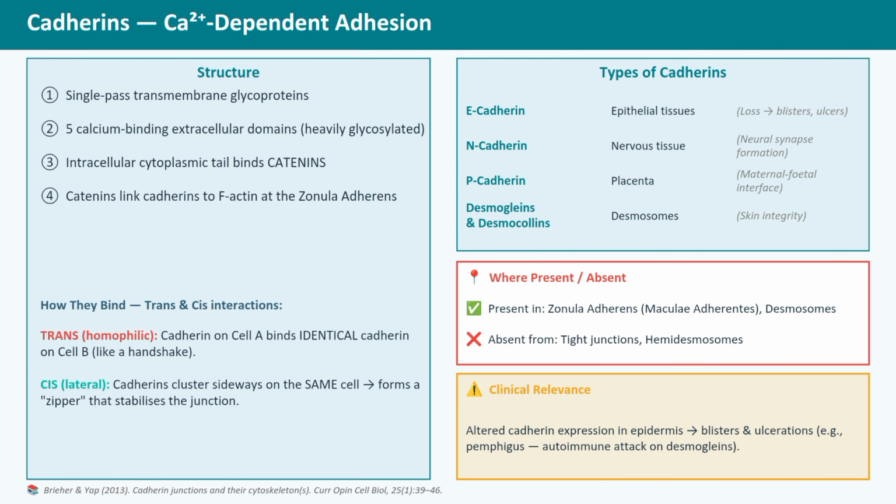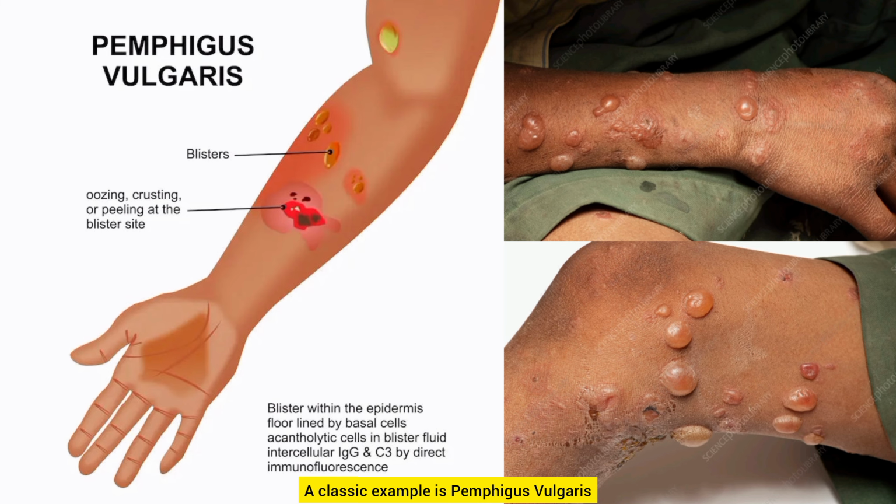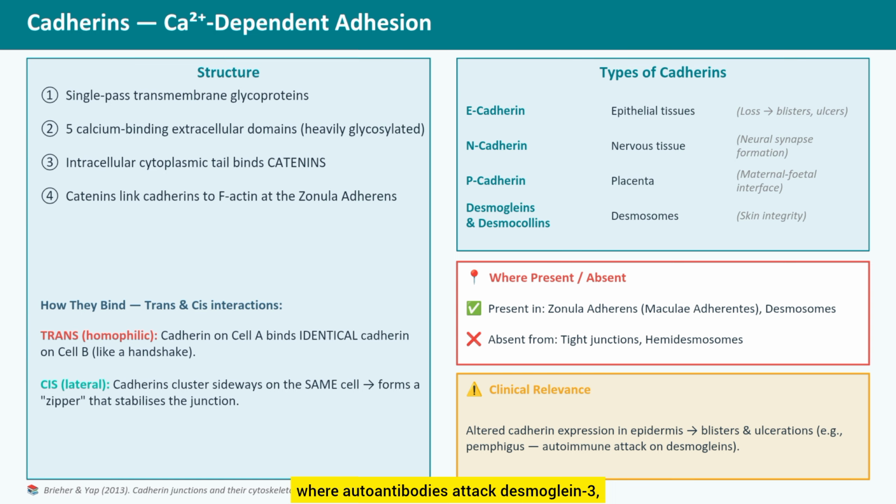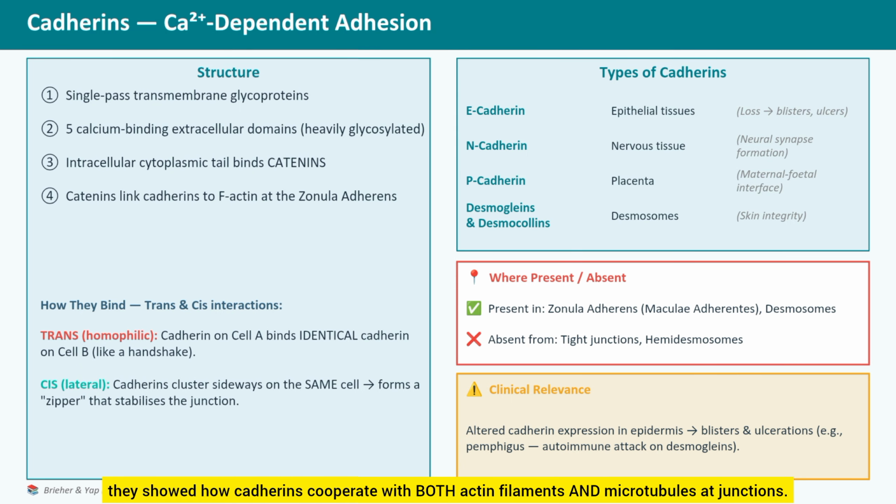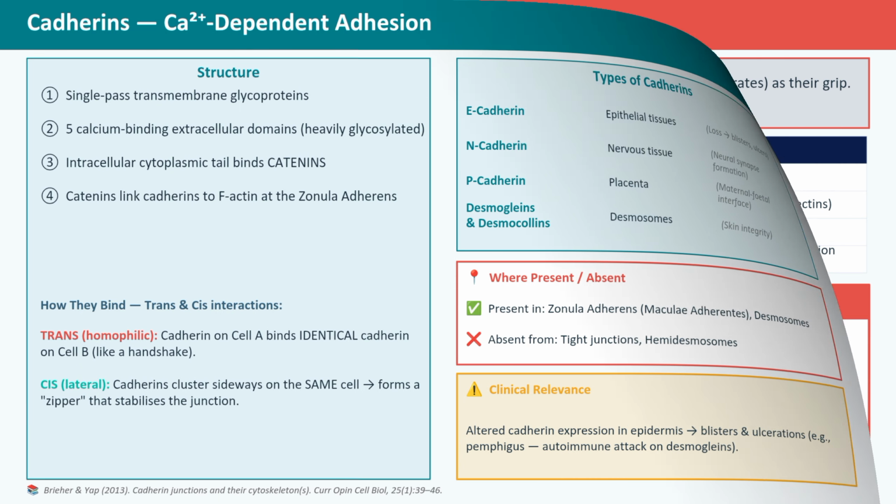Clinical significance. Alterations in cadherin expression in the epidermis cause conditions like blisters and ulcerations. A classic example is Pemphigus vulgaris, where autoantibodies attack desmoglein 3, causing desmosomes to fail, and the skin literally separates and blisters. This work on cadherins and the cytoskeleton was elegantly reviewed by Brevier and Yap in 2013, published in Current Opinion in Cell Biology. They showed how cadherins cooperate with both actin filaments and microtubules at junctions.